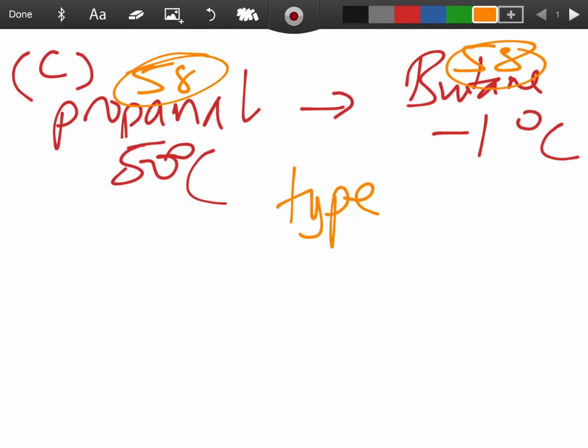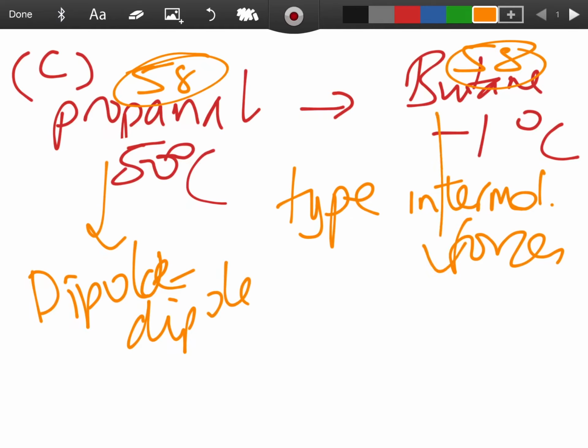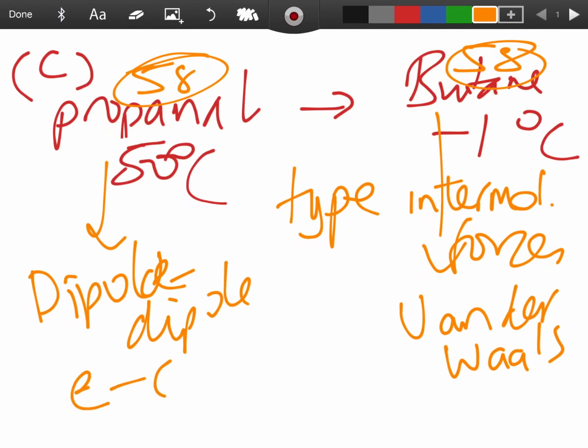Here we're comparing different homologous series. So how you're going to explain the difference in boiling point is you're going to talk about the type of intermolecular force here, okay? What kind of intermolecular forces can we have between molecules of propanal? Dipole forces. Between butanes, we can have van der Waals. And you're going to say that dipole forces are stronger than van der Waals forces, and therefore to break those dipole forces you need more energy. So the boiling point of propanal would be higher than the boiling point of butane.